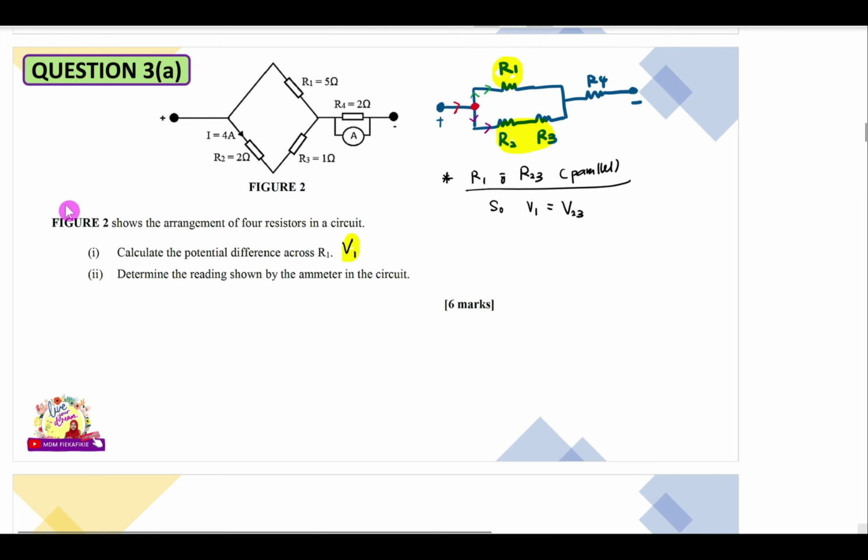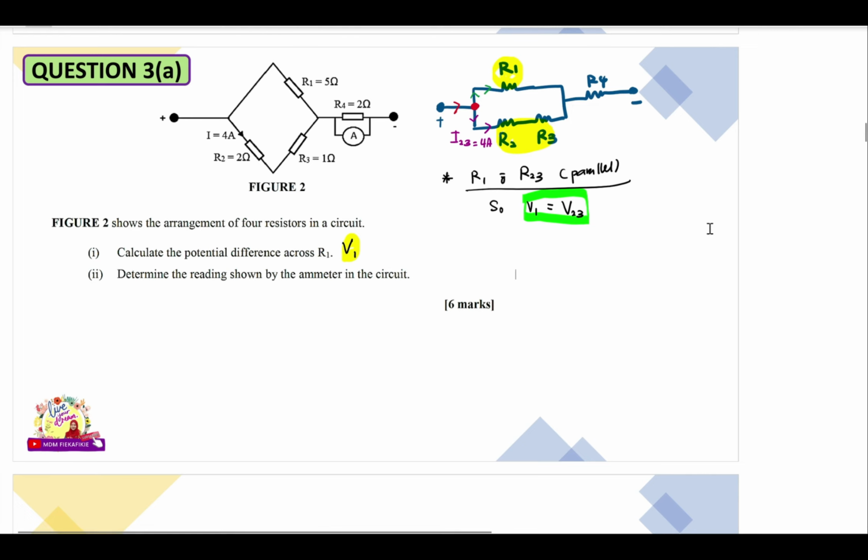Dan jangan lupa dalam soalan dia dah bagi satu hint di mana current that pass through R1 and R3, okay, current yang berwarna purple ini tadi, kita namakan current itu adalah I23 and it is equal to 4 ampere. Okay, so bila kita dah ada I23, kita boleh carilah V23 sebab sekarang soalan nombor 1 objektifnya kita nak cari V1. This potential difference across R1 means that voltage across R1, V1. So kita dapat satu maklumat mereka adalah parallel. So V1 is equal to V23. Parallel voltage mesti sama. Nilai voltage across R1 sama dengan nilai voltage across R23.